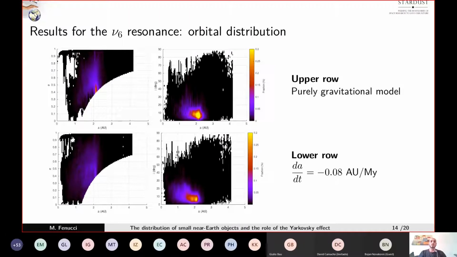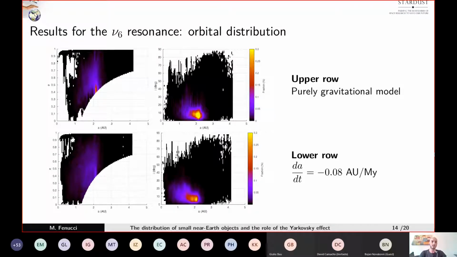Here I'm showing similar results to the previous one. So I'm showing here the orbital distributions. And also here we can appreciate the fact that when we introduce the Yarkovsky effect, so when looking at the second row, we can see that the distribution is more spread inside the NEO region, and this is seen much better in the semi-major axis inclination distribution.